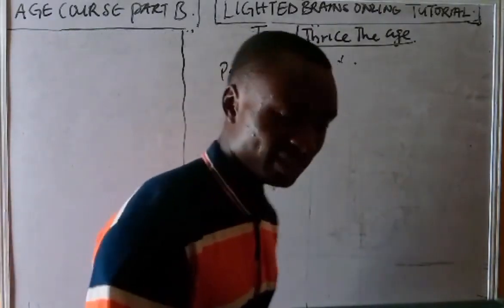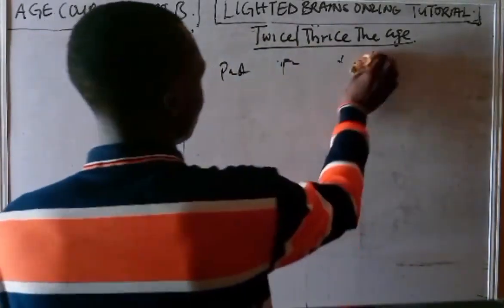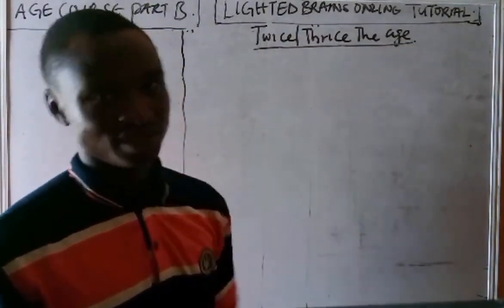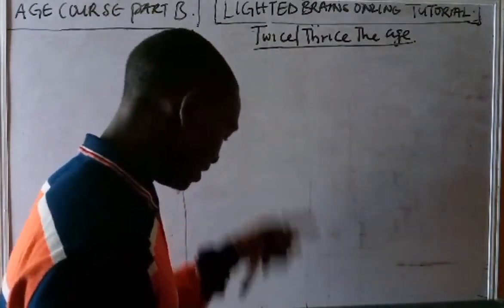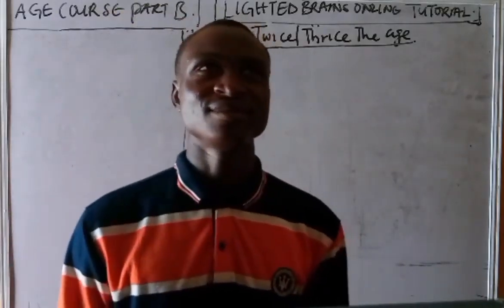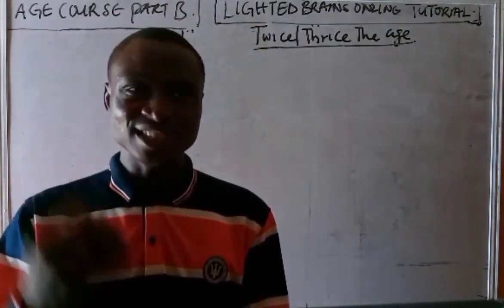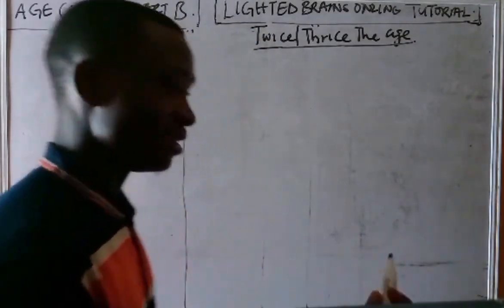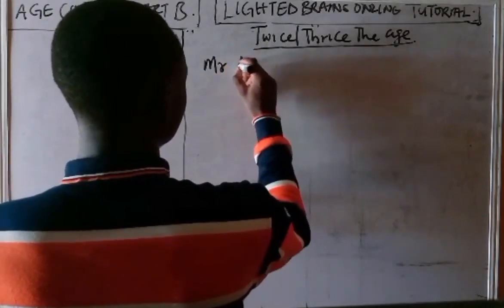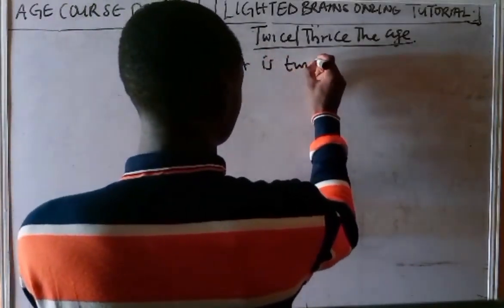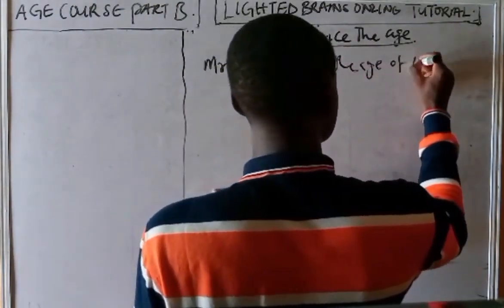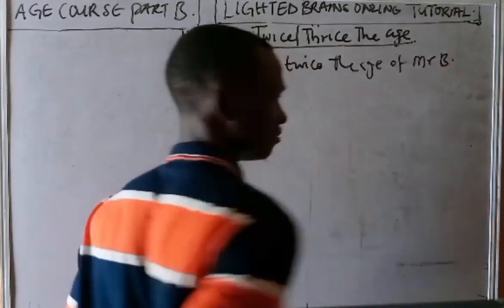So we are going to answer a different concept here, and the concept is twice, thrice the age. Yeah, twice, thrice the age. Now, how do they set questions here? You see something like Mr. A is twice the age of Mr. B. Now let's take an example. Mr. A is twice the age of Mr. B. I'm just giving you an example. Do you understand now?